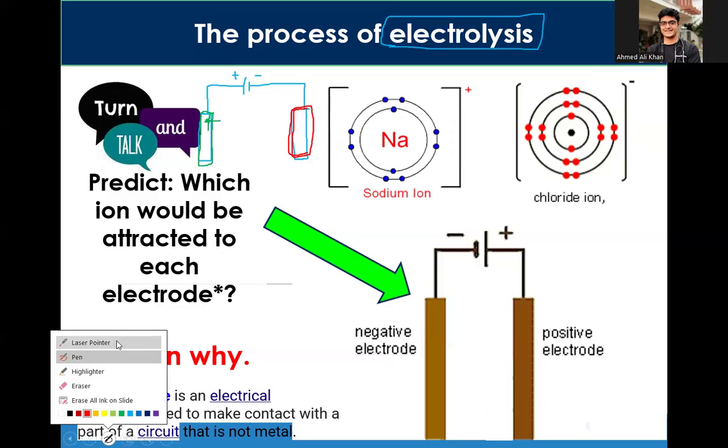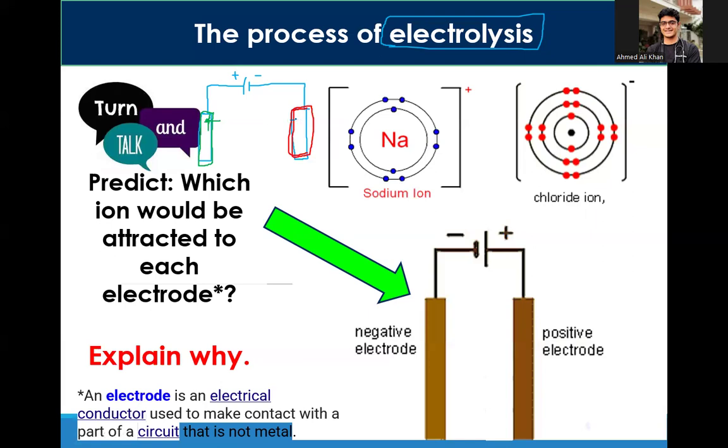Now these electrodes will have names, okay? So this will become a negatively charged electrode. The positively charged electrode, what is it called? Aslan, what is the positively charged electrode called?